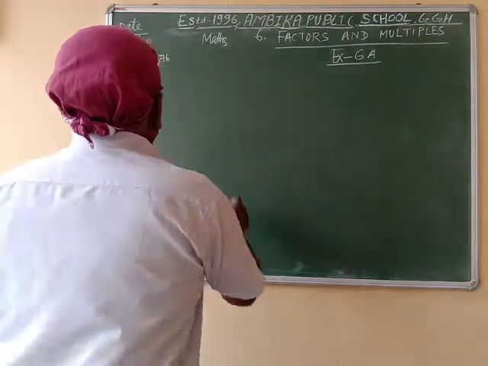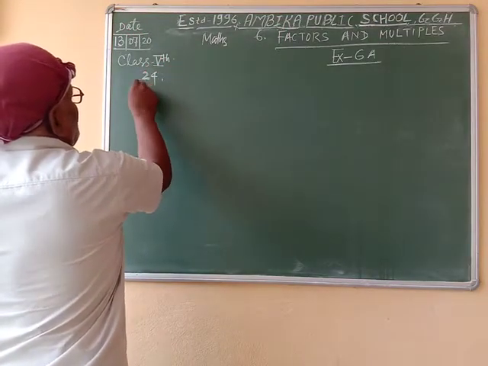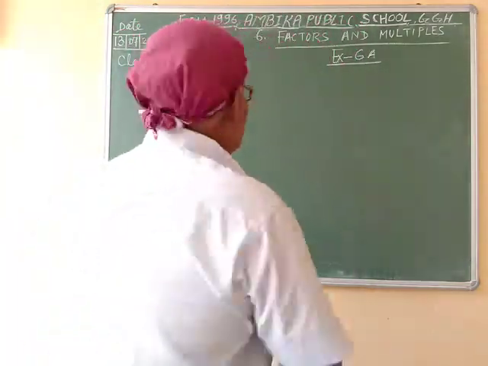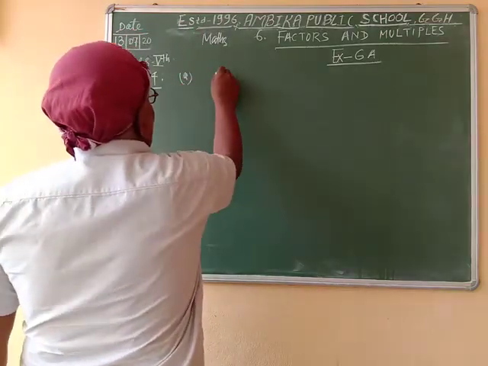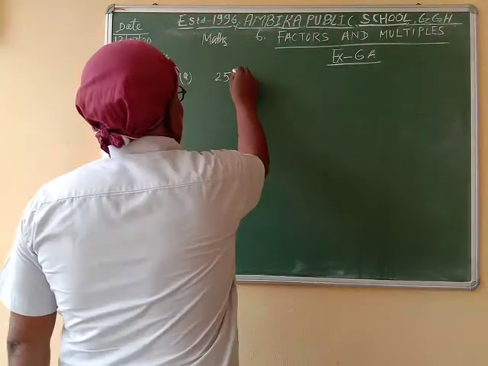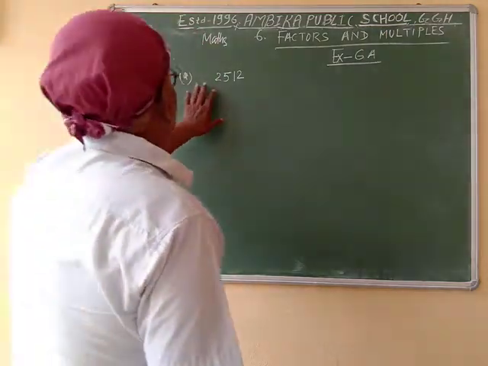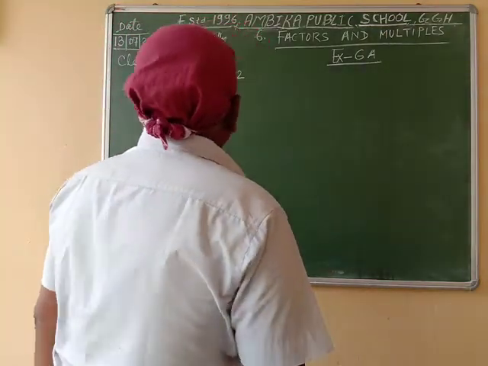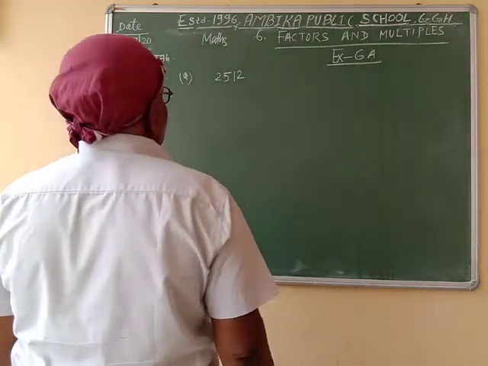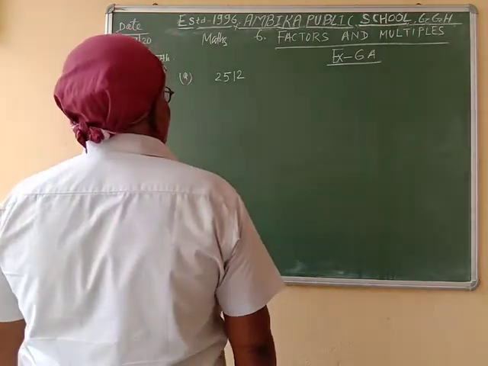Question number 24. Which of the following are divisible by 8? A, 25,512. We have to show that the given number is divisible by 8. To show this, we take the number formed by the last 3 digits.